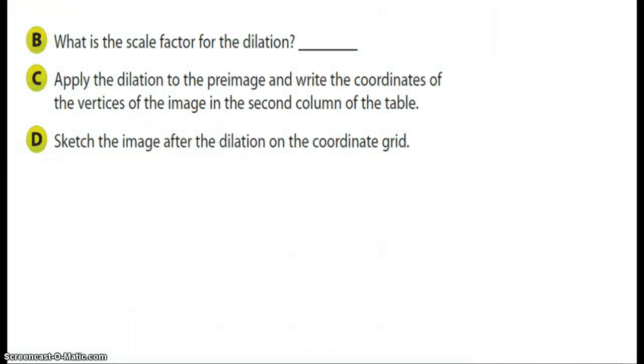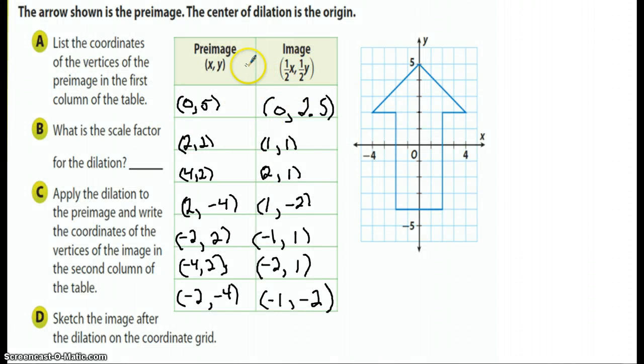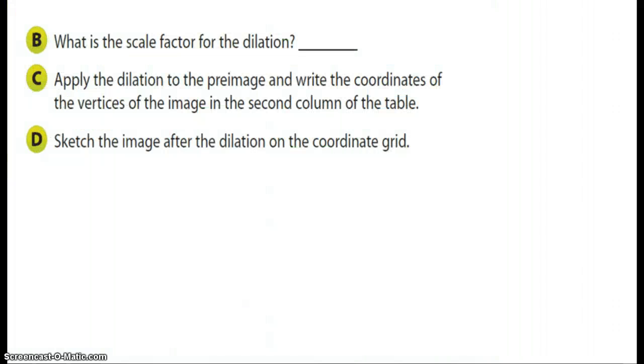So what is a scale factor? Well, we multiplied the pre-image by 1/2. So if we multiplied every single vertex by 1/2, then of course the scale factor is 1/2. Then it asks us to apply the dilation to the pre-image and write the coordinates. Now let's go back. You could have also written 0.5. That's all the same.